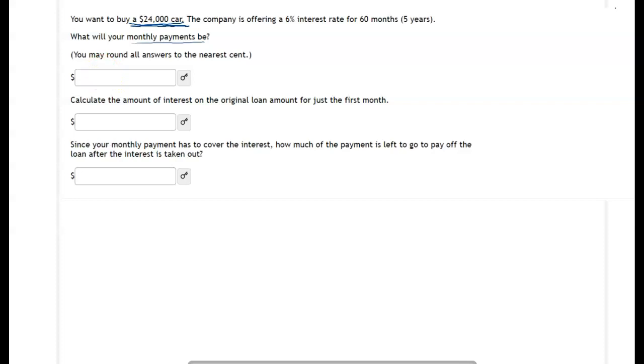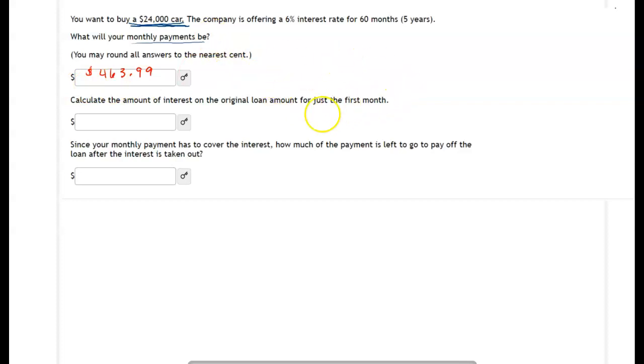So that is our payment, $463.99. Now the next question asked us to calculate the amount of interest on the original loan amount for just the first month. So typically when you borrow money, you have a full period before you have to pay anything. So the first month, during the first period of time, you don't pay anything, and then they calculate the interest that was accrued in that 1 month period.